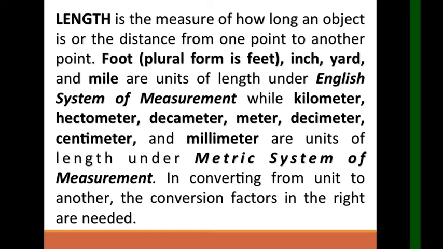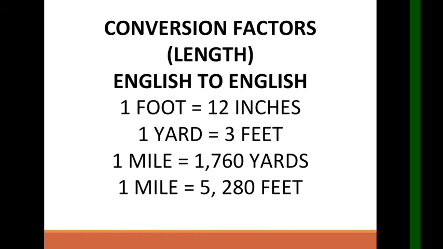Inch, yard, and mile are units of length under the English system of measurement, while kilometer, hectometer, decameter, meter, decimeter, centimeter, and millimeter are units of length under the metric system of measurement. So we have two systems of measurement: the English system and the metric system. In converting from one unit to another, the conversion factors on the right are needed. So these are the conversion factors for length.